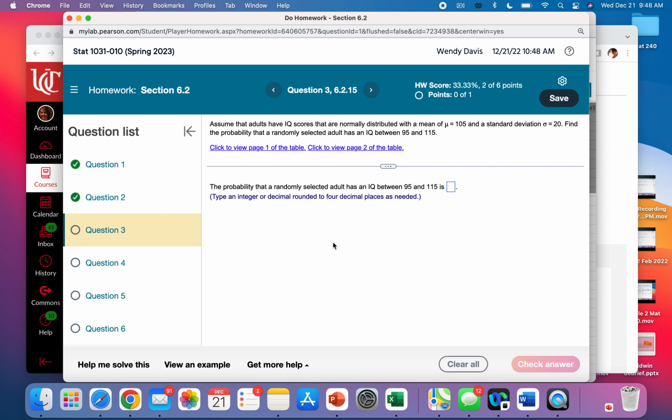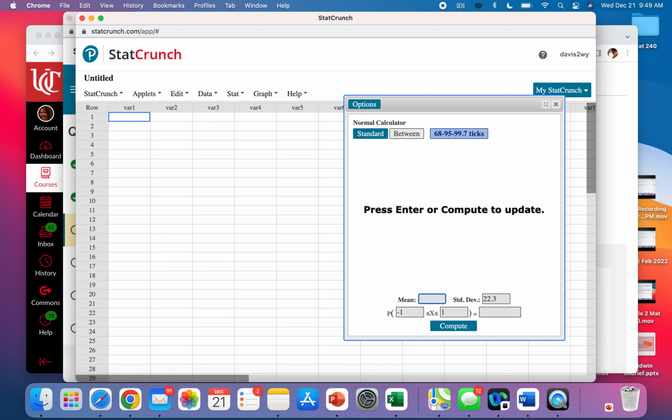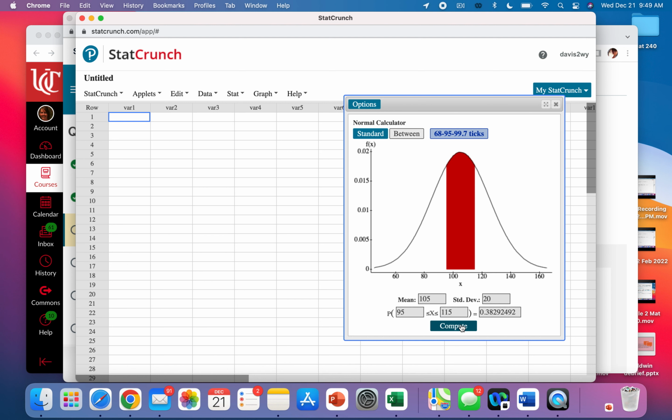Mean of 105, standard deviation 20, IQ between 95 and 115. So we need to change it to between. Said mean 105, standard deviation 20, between 95 and 115. Compute. 0.3829.